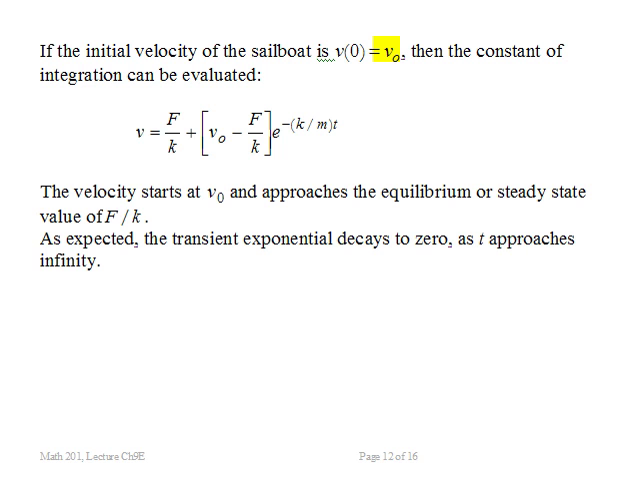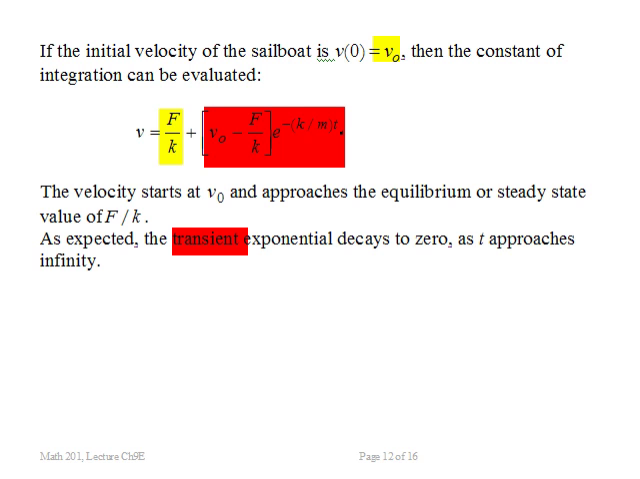Okay, the first term we have here does not depend on time. The second term here is some value multiplied by a decaying exponential. That decaying exponential term is your transient solution. F over k is the steady state solution, or the equilibrium solution. This is the one that the velocity approaches.